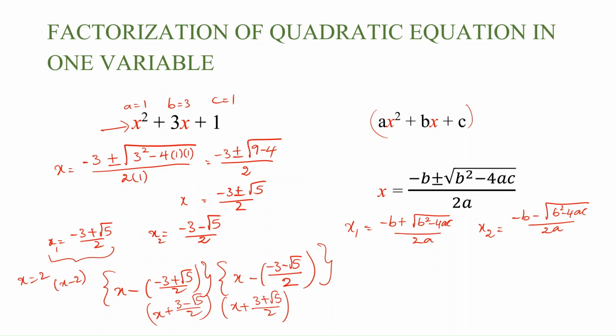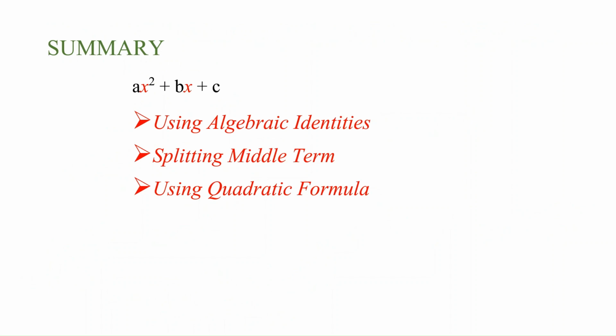In this way, we can factorize quadratic expressions. In this video, we have seen how to factorize a quadratic equation in one variable. It resembles ax squared plus bx plus c, where a is not equal to 0. For that, we can use three different ways: using algebraic identities, by splitting the middle term, or by using the quadratic formula. The quadratic formula is minus b plus or minus root b squared minus 4ac by 2a.